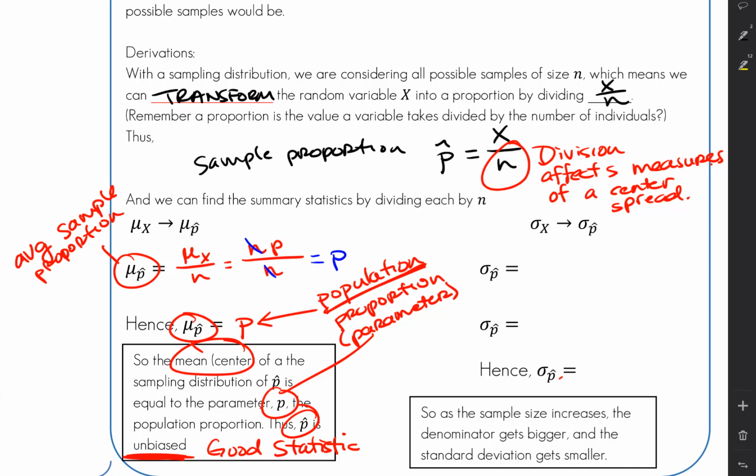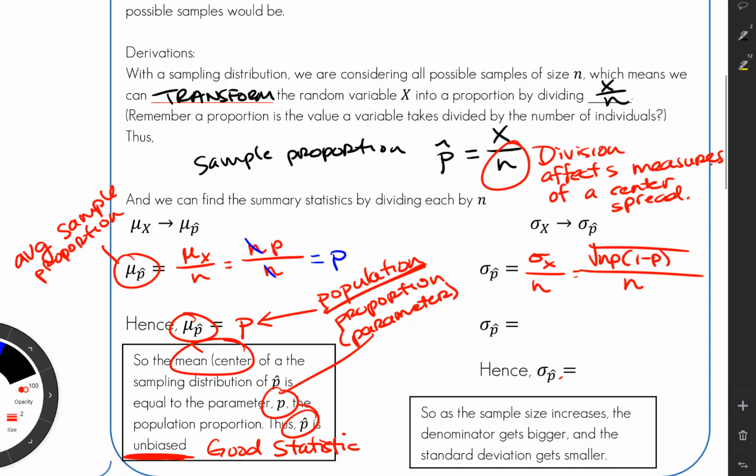Okay, so now let's go ahead and do a similar derivation and see how the standard deviation stacks up. So now we're going to take each possible standard deviation and divide it by n, because we know that division affects our measurements of spread as well. So remember that this is going to just very simply be sigma sub x divided by n. Well, what was our formula for sigma sub x? This was the square root of n times p times 1 minus p, and that whole thing is being divided by n. And we might think, all right, can't I just cancel those two n's out as well? And we say, no, we can't, because that square root symbol is kind of throwing things off.